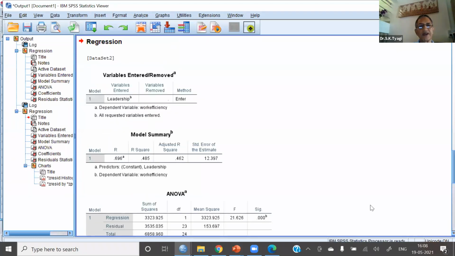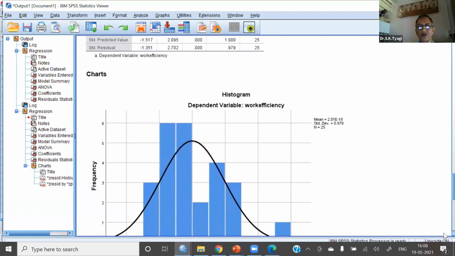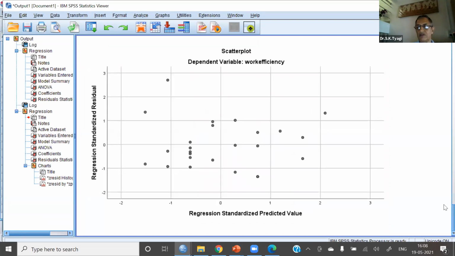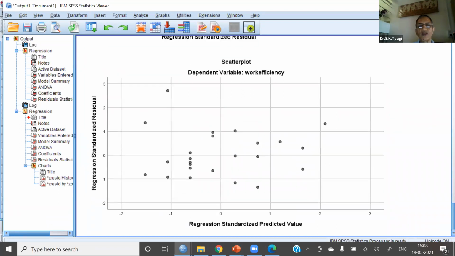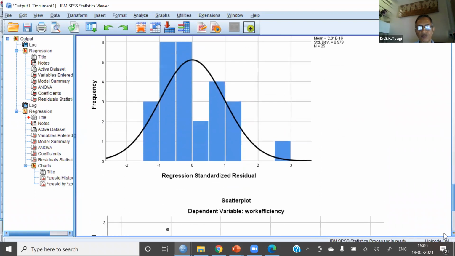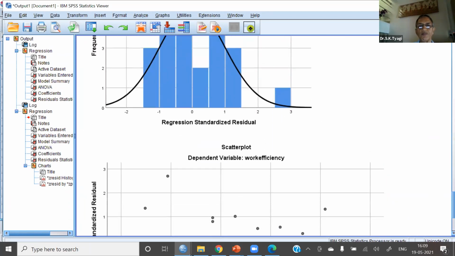So this output is obtained. Again, the same regression output plus these plots. Now this is the histogram, and if the distribution were normal, then it would look like this. Then the PP plot. This is standardized predicted value, standardized residual. I'm not getting the PP plot.